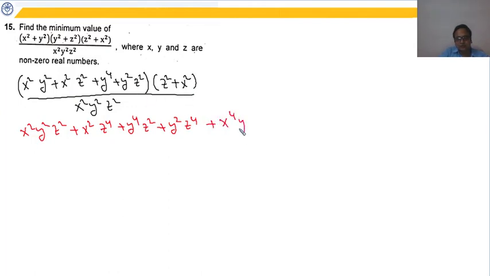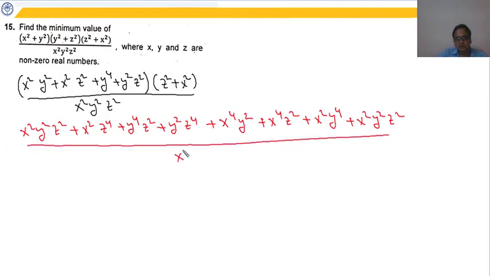It becomes x⁴ y square plus x⁴ z square plus x square y⁴ plus x square y square z square, whole upon x square y square z square. Now we had one x square y square z square and x square y square z square also. We can write twice of x square y square z square and keep it divided by x square y square z square.